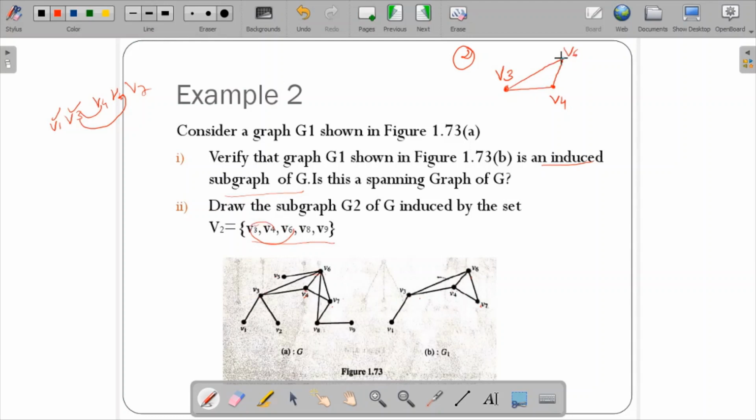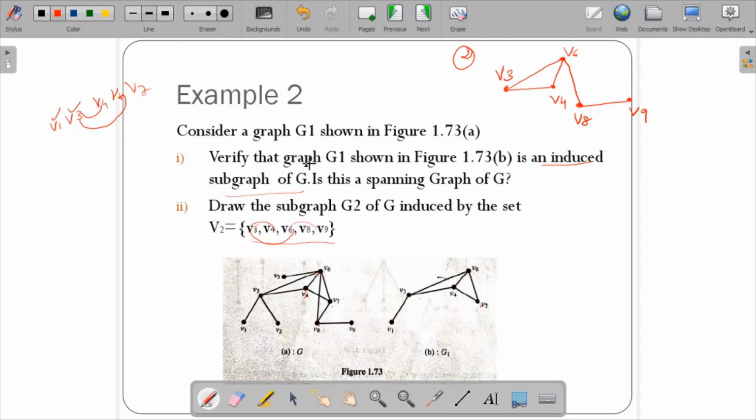Go to v6. v6 to v4 is connected, v6 to v3 is connected. Check for v8. v8 is there, v9 is not there. So we'll put a line over here. v6 to v8 is there, so v6 to only v8 is there, and it is connected. After that, go to v8. v8 to v9 is there. So this is the induced graph by this set of vertices. So for the second one, this is the solution.